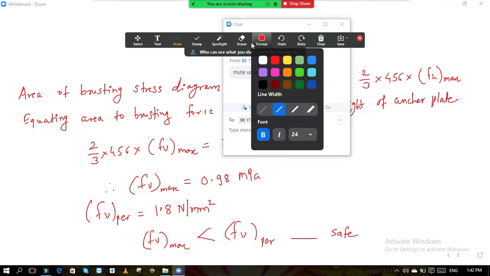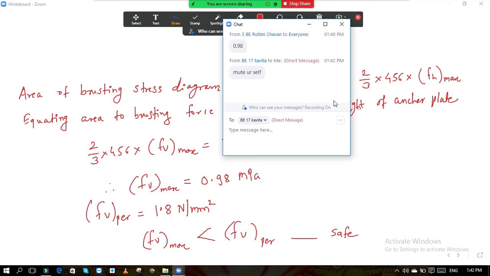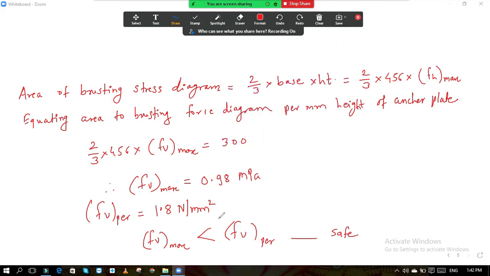Sorry, it was mute. I will repeat once again. Here you can see FV max is 0.98 and FV permissible is 1.8 Newton per mm square. So the generated vertical bursting stress is less than the permissible stress, so it is okay, safe. But when we were calculating the horizontal bursting stress, that value was 3.56, which was greater than 1.8. That is why we need to provide the shear reinforcement. But here it is not required, because your maximum stress is less than your permissible stress.